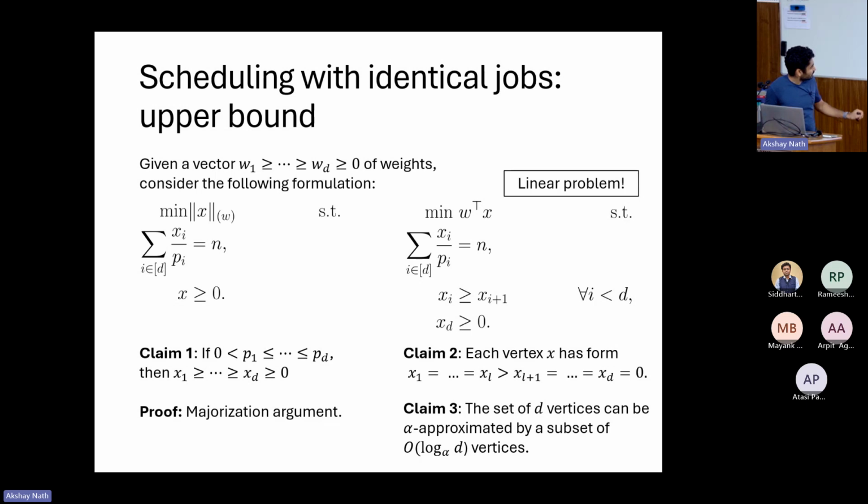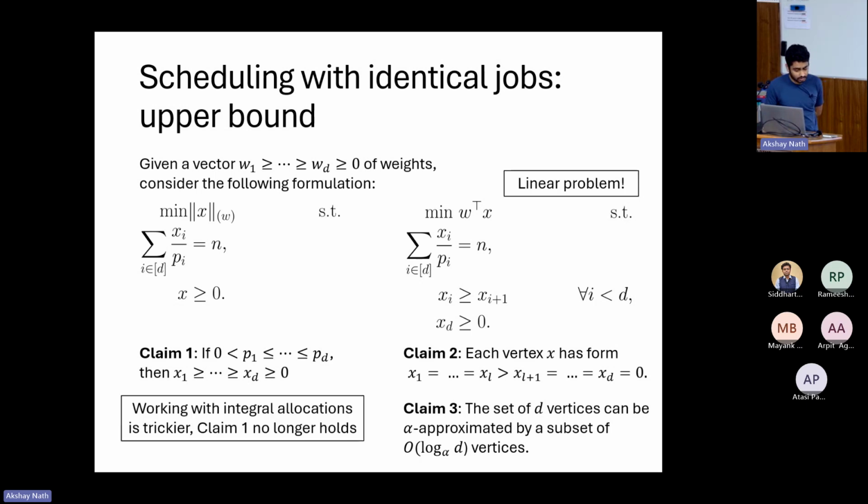And I should mention that this was only for non-integral allocations. So if you want integral allocations, claim 1 does not hold, and you have to be a bit more careful, which is very low as a factor 4. So you can't get optimal.